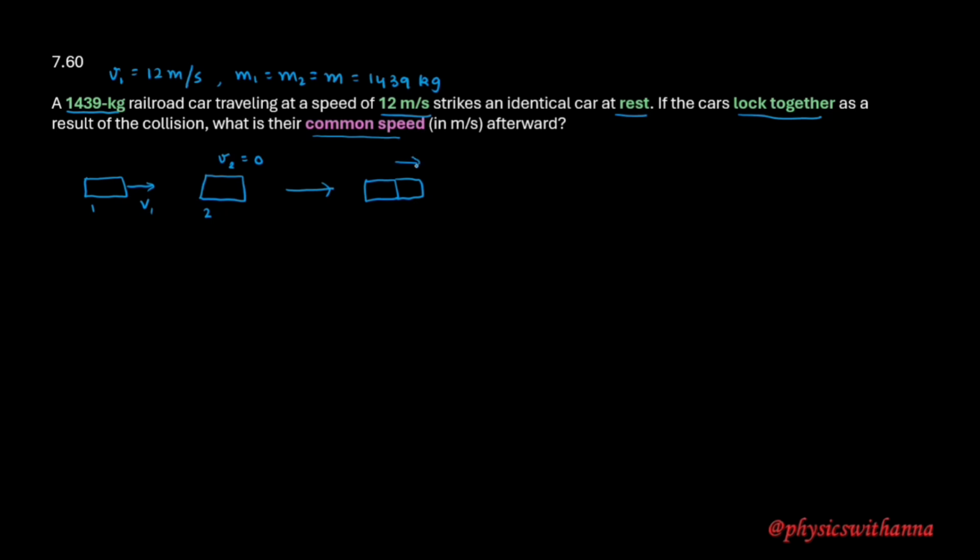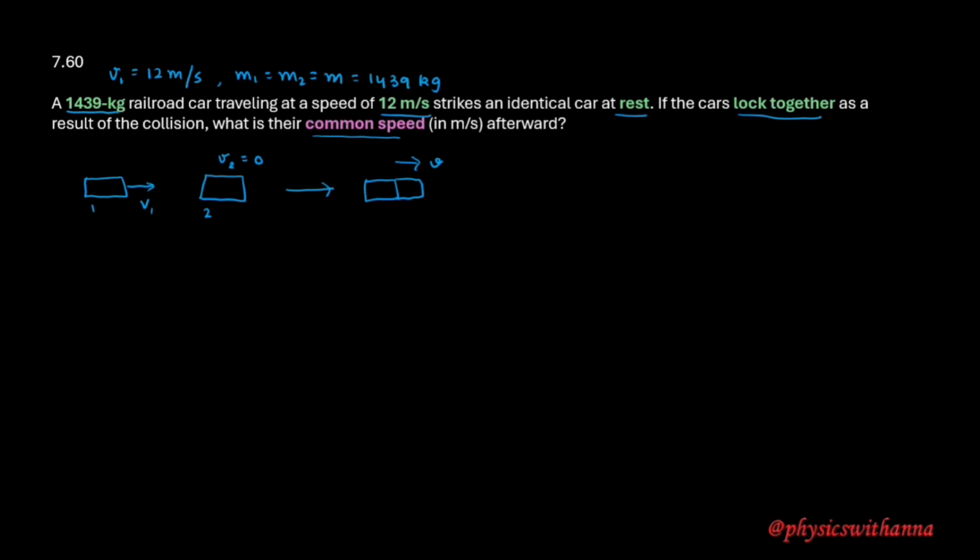So here we have two railroad cars. We will call this car 1, which is moving with a speed v1, and v1 is 12 meters per second. And the other car we will call car 2, which is at rest, so its velocity is 0. Both cars are identical, so we can write their masses as m1 equals m2 equals m, which is 1439 kilograms. And after collision, they lock together. That means they stick to each other and move with a common speed v. We need to find this speed.